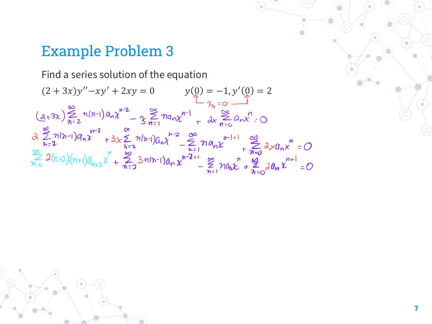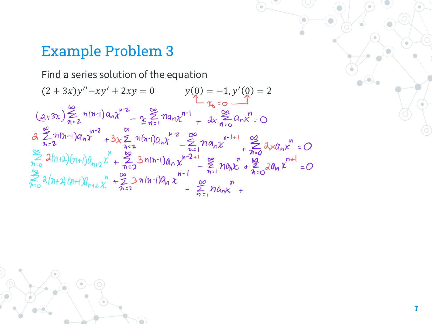So we'll carry down the first sum from n equals 0 to infinity of 2(n+2)(n+1) a sub n+2 x to the n. And now we're going to have to shift, because we now have a sum from n equals 2 to infinity of (3n-1) a sub n x to the n-1. And we're okay on this one: n equals 1 to infinity n a sub n x to the n.